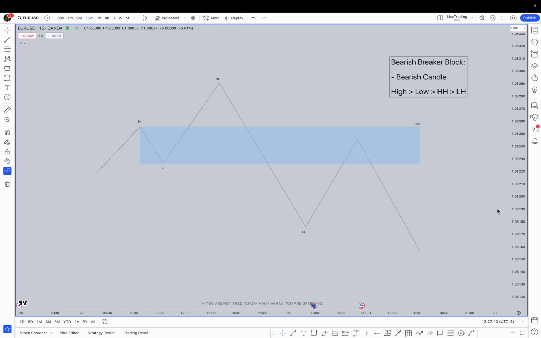Alright, welcome to these videos about breaker blocks. We're going over what a bearish breaker block is, what a bullish breaker block is, and how you can use them to frame high probability setups around it. So without further ado, let's dive in.